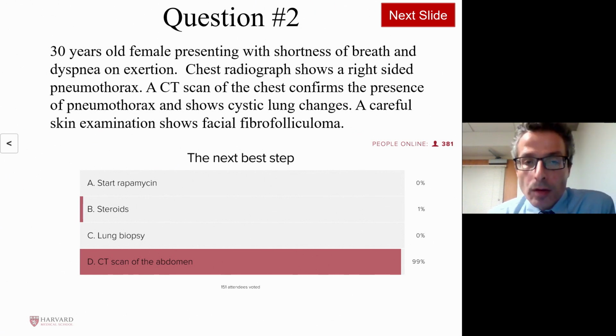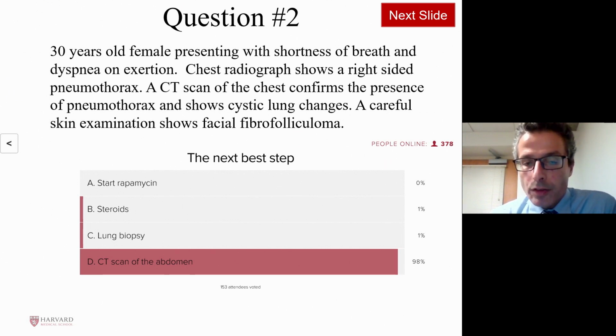Start rapamycin, steroids, lung biopsy, or CT scan of the abdomen. All right, so this again is a young female, which obviously is there to throw you for a loop. Women can still get other cystic lung diseases, and in this particular patient, the presence of the facial fibrofolliculoma is diagnostic of Birt-Hogg-Dubé syndrome.